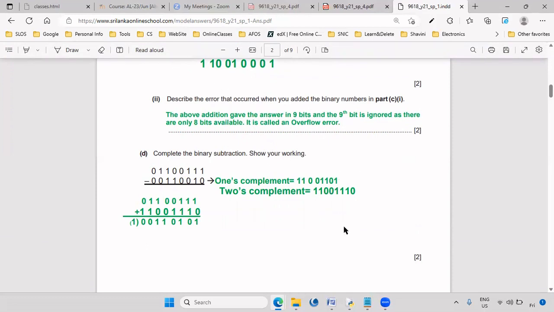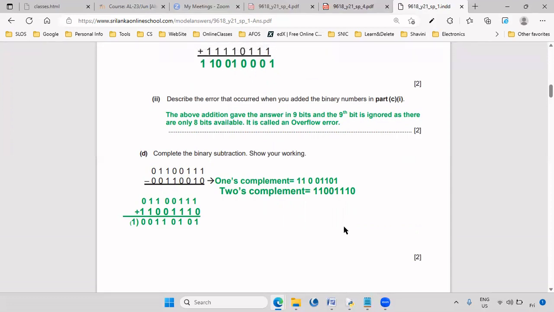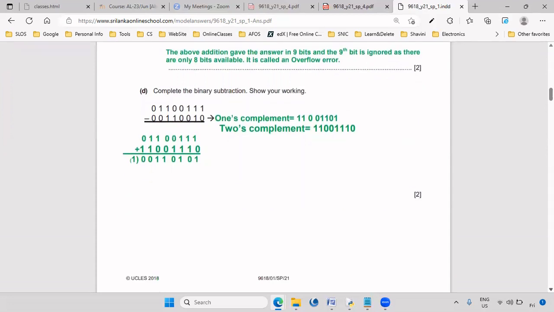Complete the binary subtraction. Show your working. So there are 2 methods of doing it. One is just a normal way. The other is the ones complement method. How do you do it? Ones complement method. You convert this, the minus 1 only, not the plus 1.